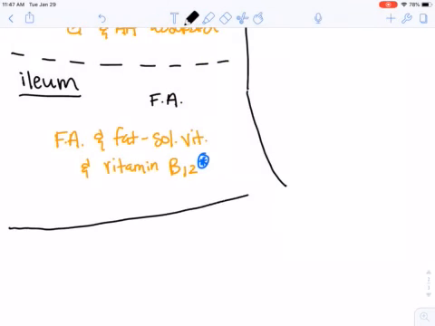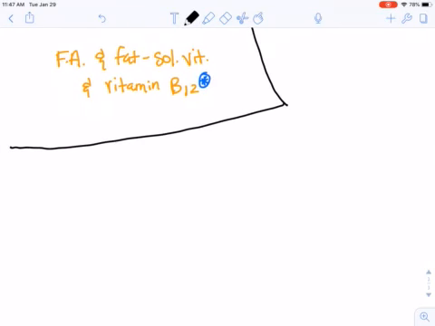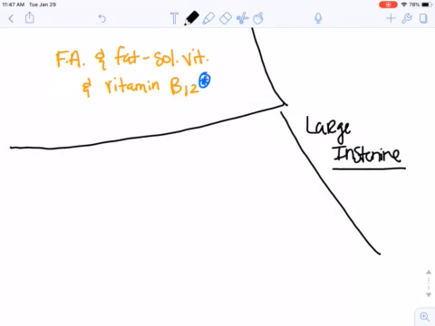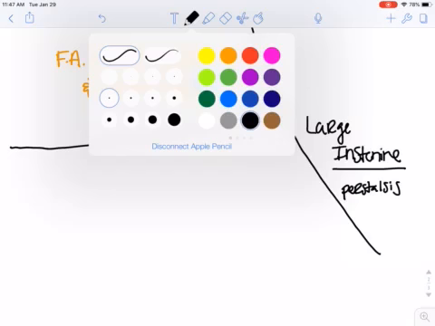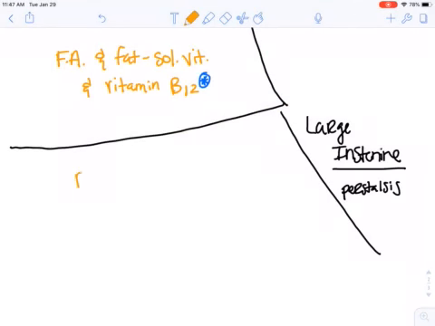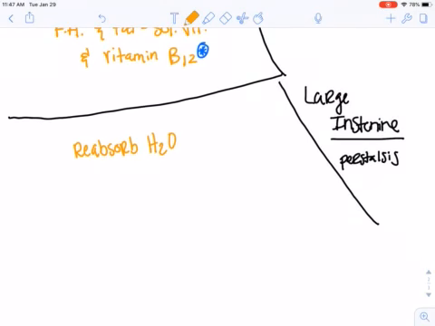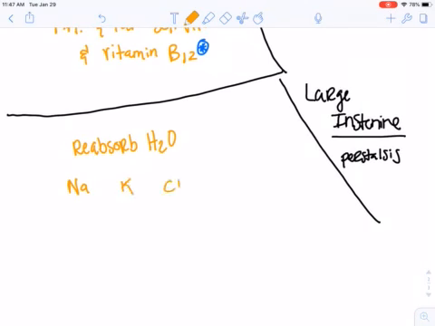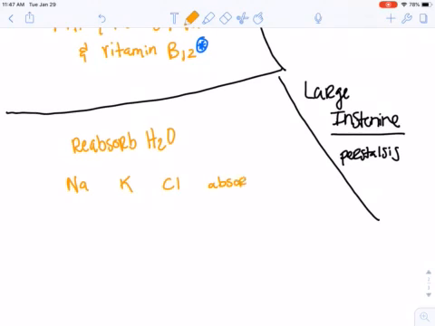So that completes the small intestine, and now we can move into the large intestine. So here we have our large intestine, also known as our colon. And we're still going to be doing peristalsis, and we're going to be absorbing a couple of other items. So it's going to reabsorb water. That's a really important piece to make sure that our stool is not watery. And our sodium, our potassium, and our chloride are all absorbed here.